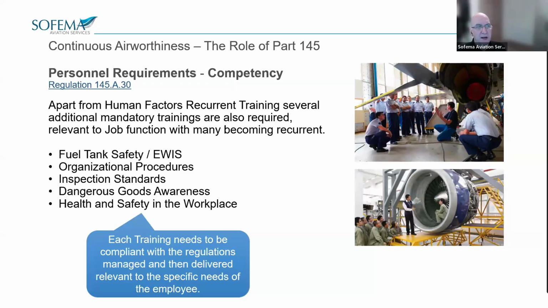So apart from the human factors training, there are other mandatory technical training and safety training required. For example, fuel tank safety, all about entering fuel tanks in a safe manner. Electrical wiring integration systems practices, organisation procedures, inspection standards, dangerous goods, and health and safety. So really, we can see from all this that there are two elements to the process of ensuring competency of personnel. First, there is the competency expectation placed on the employee, together with the obligation placed on the organisation to provide appropriate level of training to ensure that the employee has the necessary organisational knowledge.